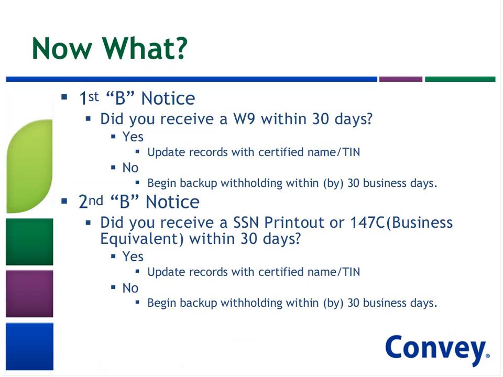Second B notice. Did you receive the SSA printout or 147C, the business equivalent of that, within the 30-day period of time? If yes, update records with a certified name TIN. If no, begin backup withholding within 30 business days.